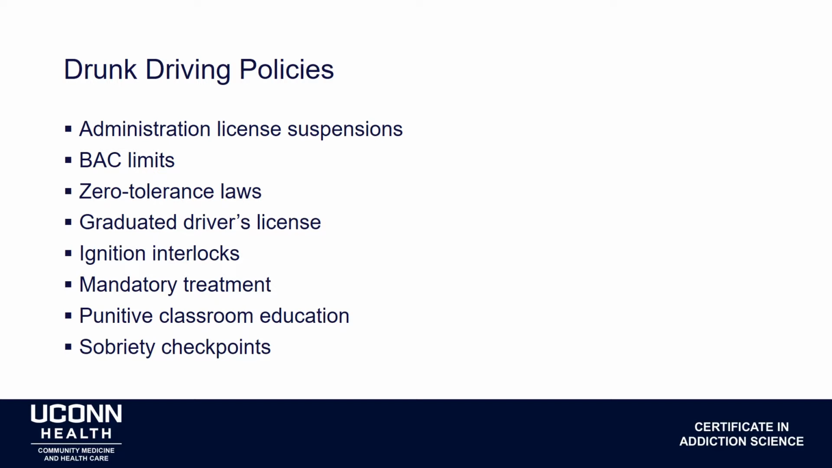Now, the thing about these is that some of these have larger areas of effect than others. So blood alcohol concentration limits will apply to the entire population. Things like ignition interlocks, mandatory treatment, even administrative license suspensions, those are really going to only impact the people who've already been caught once. So even though they're effective, they have a much lower population reach than some of these larger policies that affect everyone all at the same time.